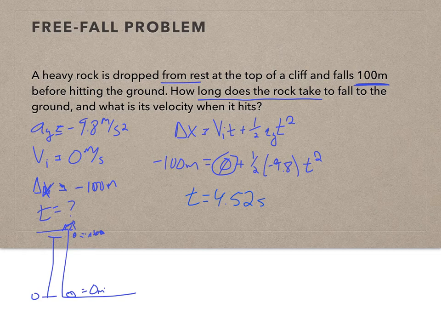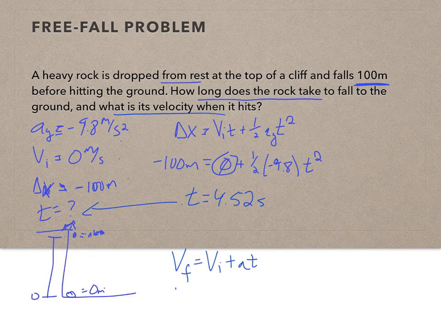Second part, what is the velocity when it hits the ground? So now I know this, so I have 1, 2, 3, and 4 values. I can pick anything I want that has final velocity. So my favorite equation is this: initial velocity plus acceleration times time. Remember, whenever I plug in time, I want to use my unrounded answer.